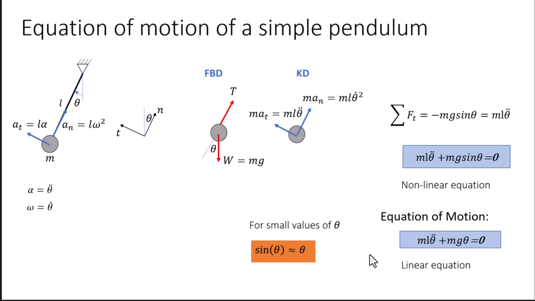Therefore, we now have the equation of motion as a linear equation where we have a component that multiplies the angular acceleration plus a component that multiplies the angular displacement. As you can see here, the mass can cancel out. And we can write the equation almost in this form.